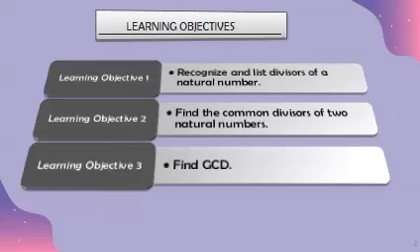So let us first go through the learning objectives. They are to recognize and list the divisors of a natural number. So you will be given a natural number and you have to list its divisors. Then we are going to find the common divisors of two natural numbers. And the last thing, we are going to find something called the GCD, or in other words, the greatest common divisor.